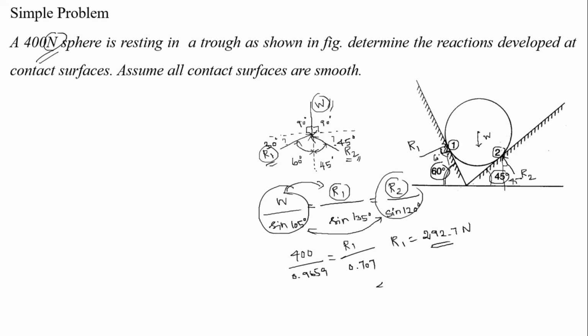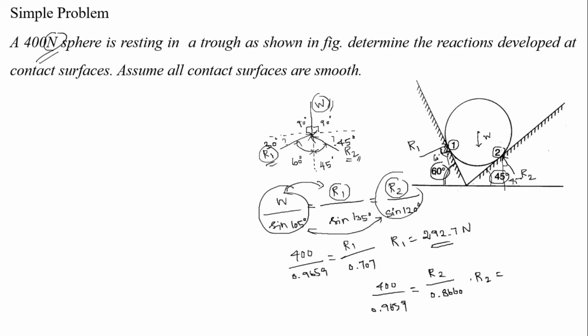So same value, 400 divided by 0.9659, which is equal to R2 divided by sine 120. What is the value of sine 120? Sine 120 is equal to 0.8660, right.